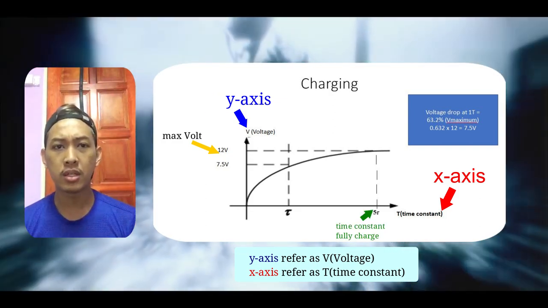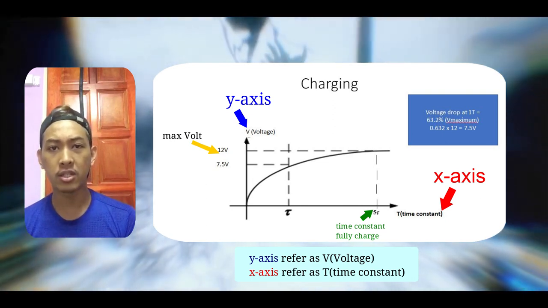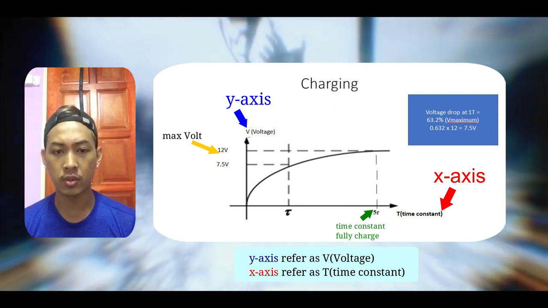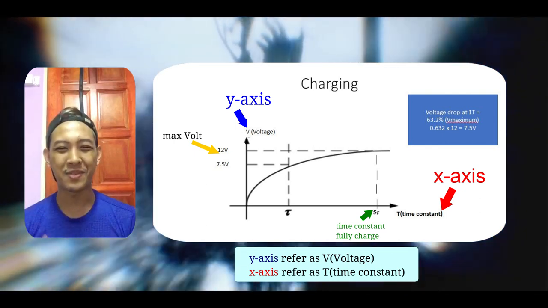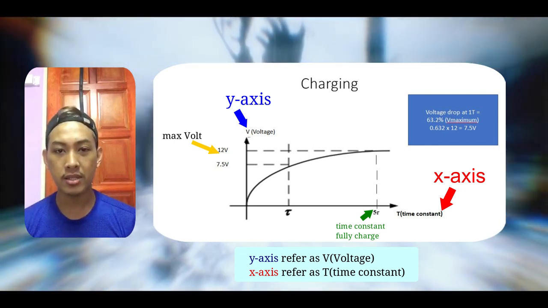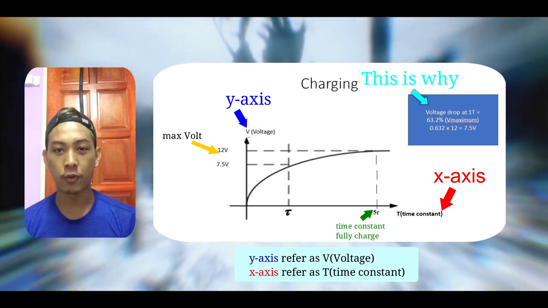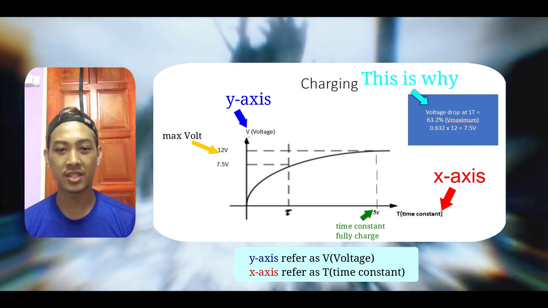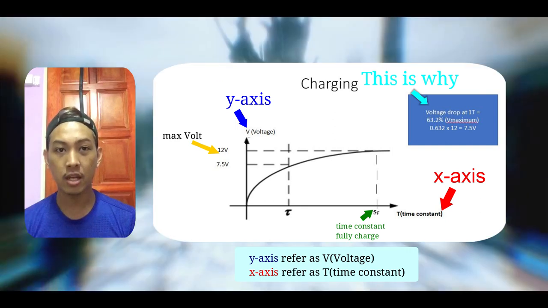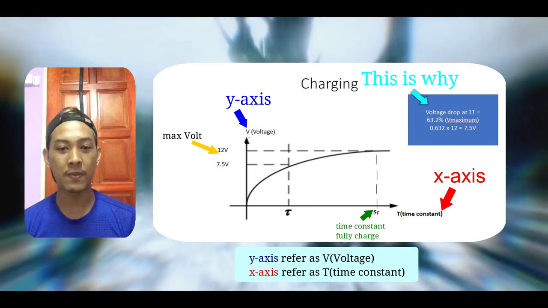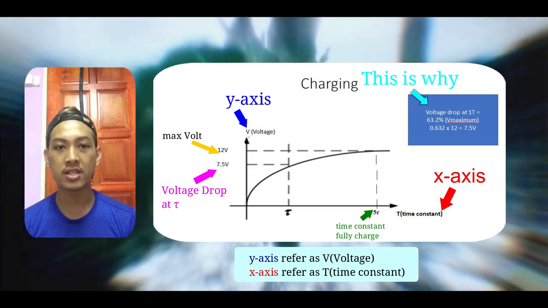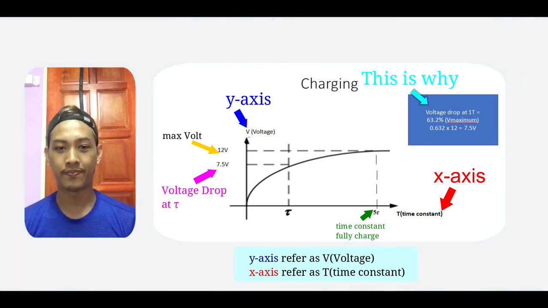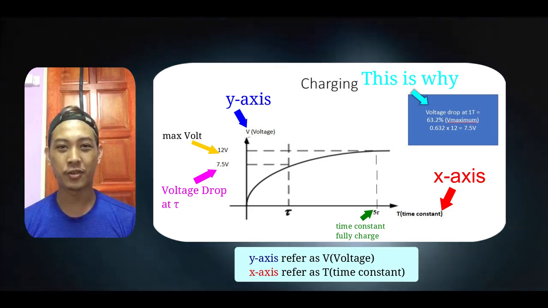Why is the voltage at 1 tau here equal to 7.5 volt? Okay, let me explain to you about it. Because the value of voltage at 1 tau is equal to 63.2% of its maximum capacitor voltage. That's why we get the value at 1 tau is 7.5 volt. That's all for the charging graph.